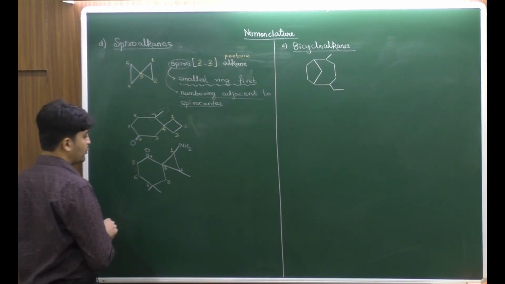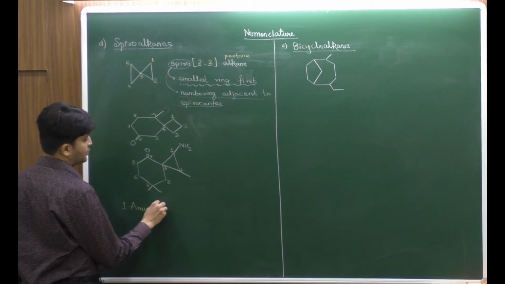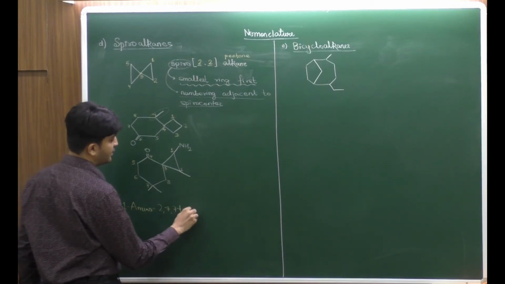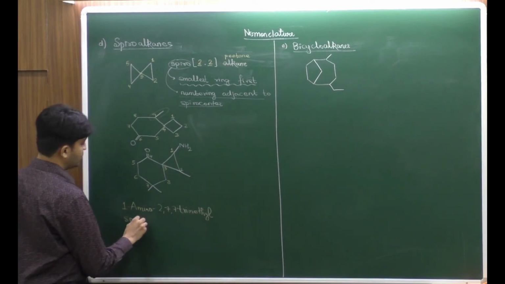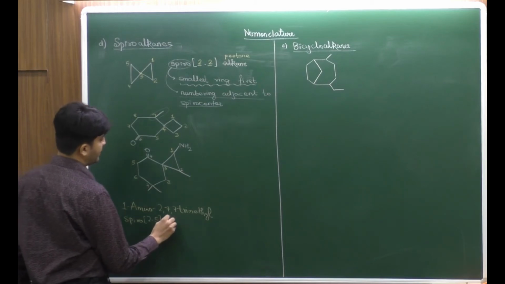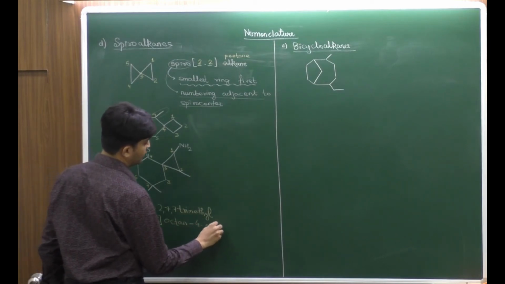So the name of this compound would be 1-amino, 2,7,7-trimethyl. Then we have the prefix spiro with the number of carbons 2 and 5. The parent of the numbers 7, 8, so it's octane, and then 4-one.